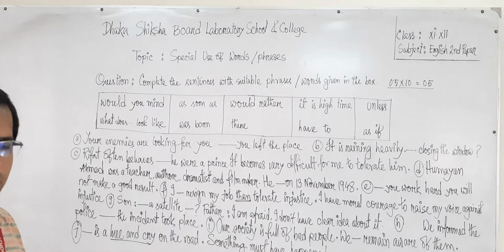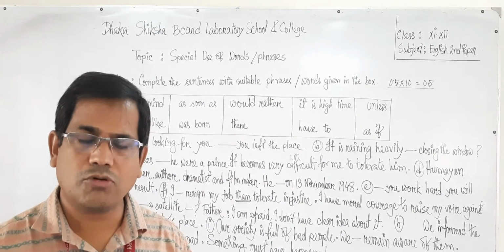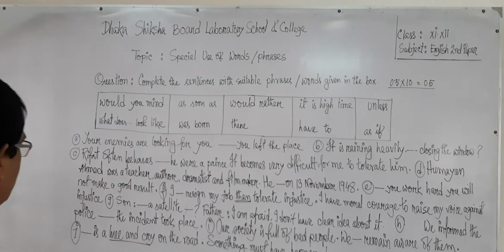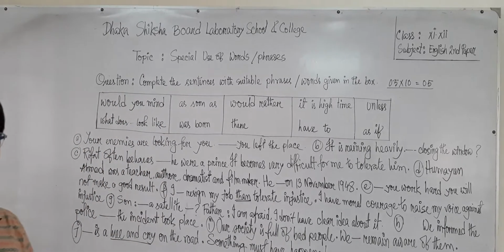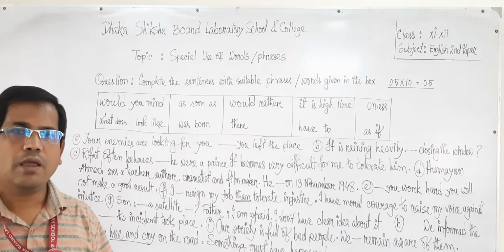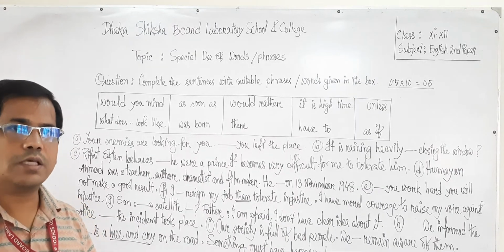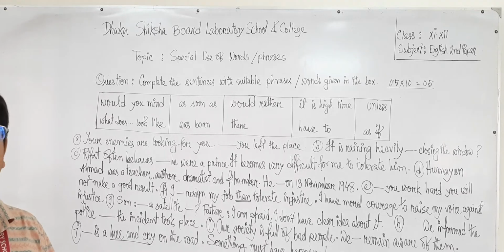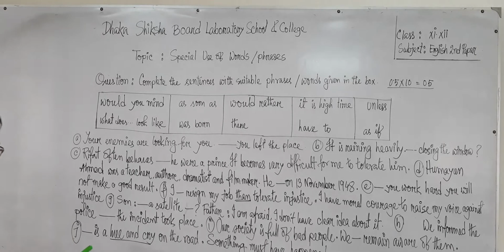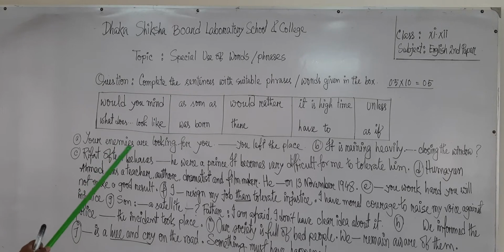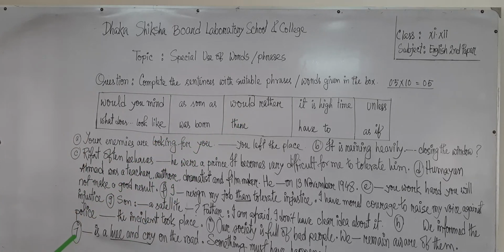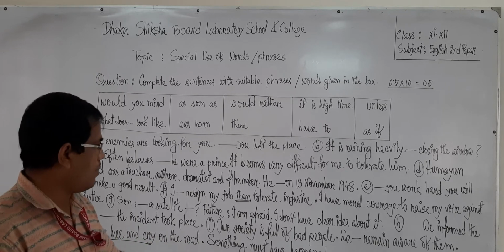You know, there's introductory it and there to be used at first whenever you don't find any subject in the sentence, and to fill that gap you usually use it or there. And in this case there is available here in the box, and you may use there is a hue and cry on the road, something must have happened.